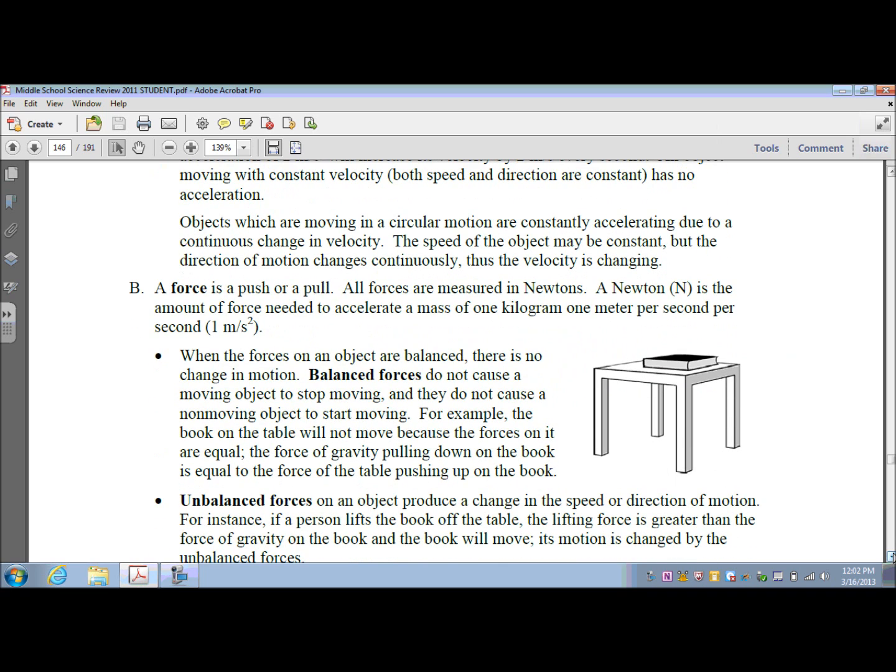Objects which are moving in a circular motion are constantly accelerating due to a continuous change in velocity. Specifically, their direction is changing. The speed of the object may be constant when they go in a circle, but the direction of motion changes continuously. Thus, the velocity is changing.